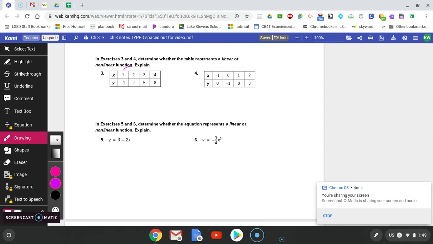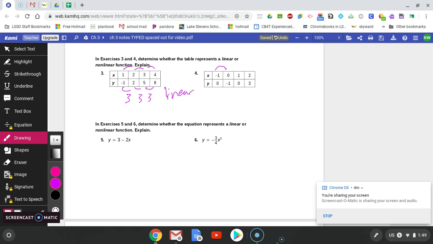So my x's are all going up by 1 every single time. So if I have a consistent pattern in my y's, then I know that it is going to be linear. So to go from -1 to 2, I'm going up by 3. From 2 to 5, I'm going up 3. From 5 to 8, I'm going up 3. So I do know that it is going to have a constant pattern. So that means it is a linear function.